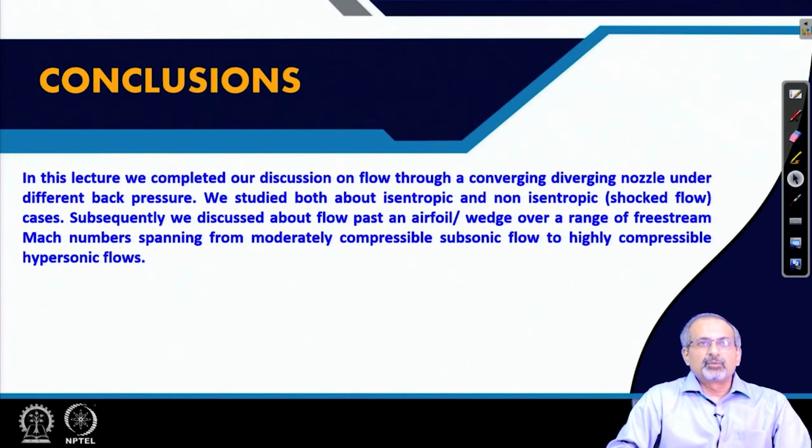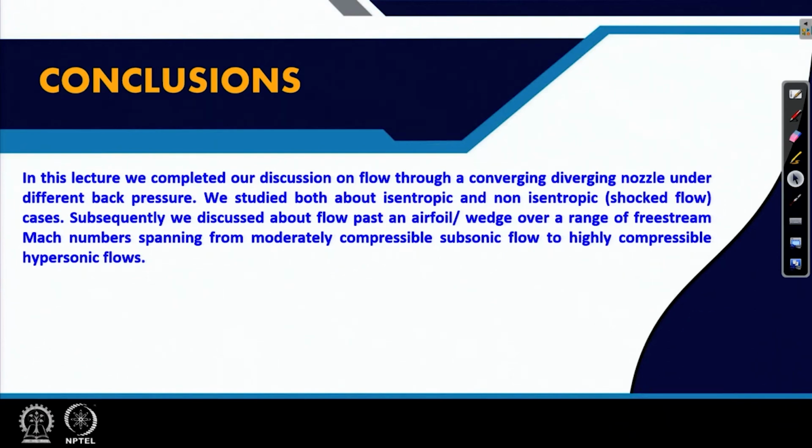So, let us try to sum up. In this lecture, we completed our discussion on flow through a converging diverging nozzle under different back pressures, and we discussed isentropic as well as non-isentropic cases. We studied both shocked flows and isentropic flows. Subsequently, we discussed flow past an airfoil as well as a wedge over a range of free stream Mach numbers, spanning from moderately compressible subsonic flow to highly compressible hypersonic flows.